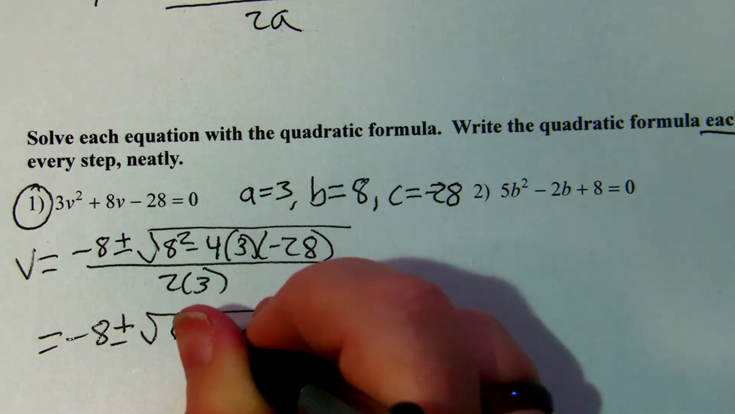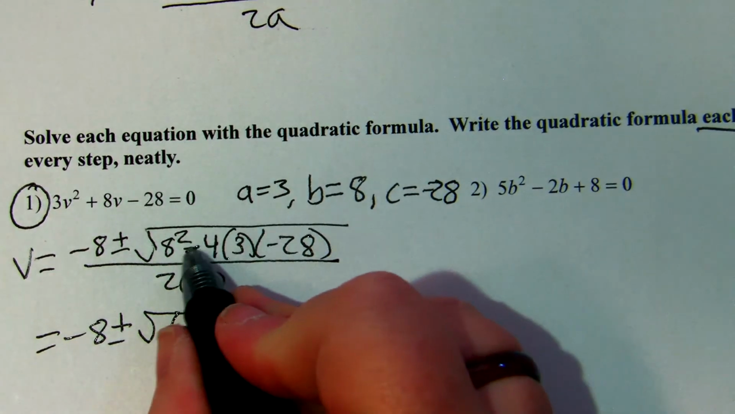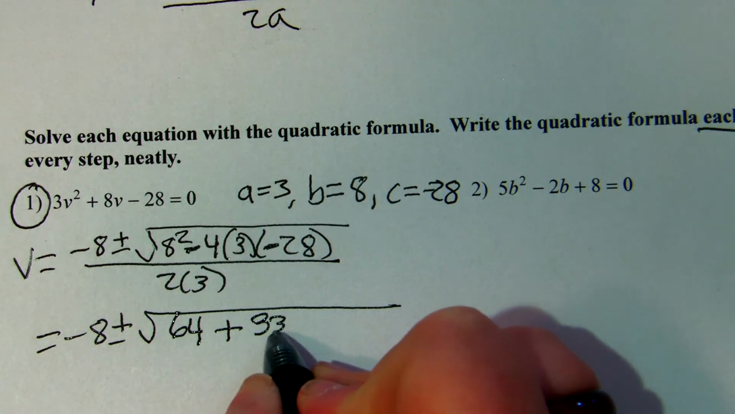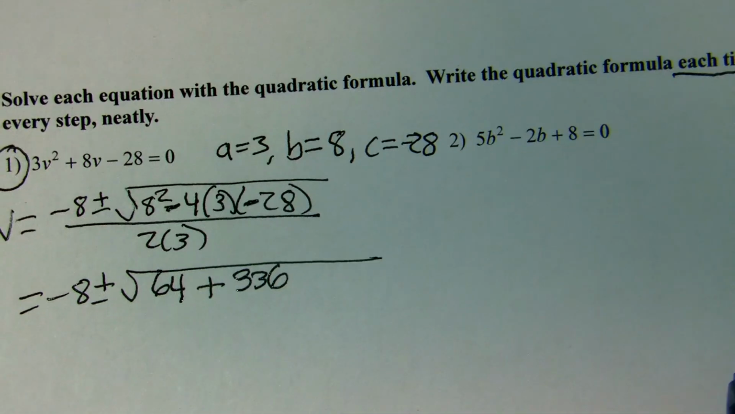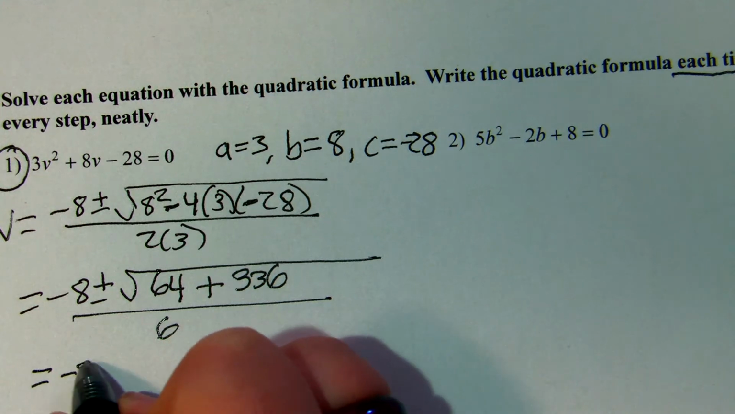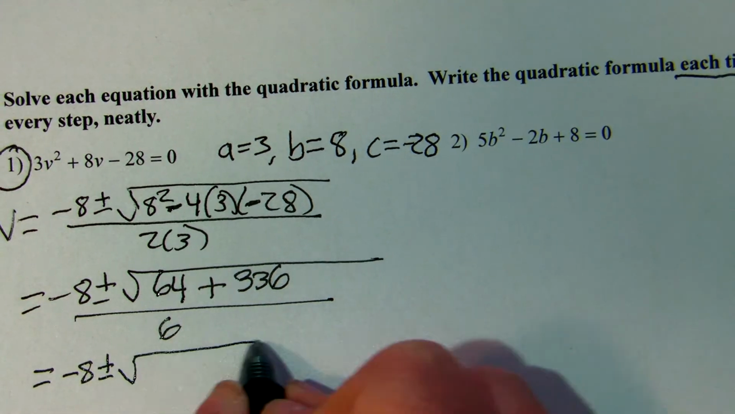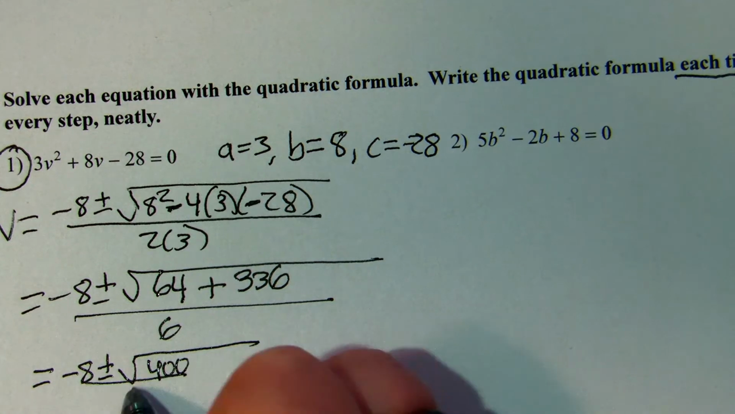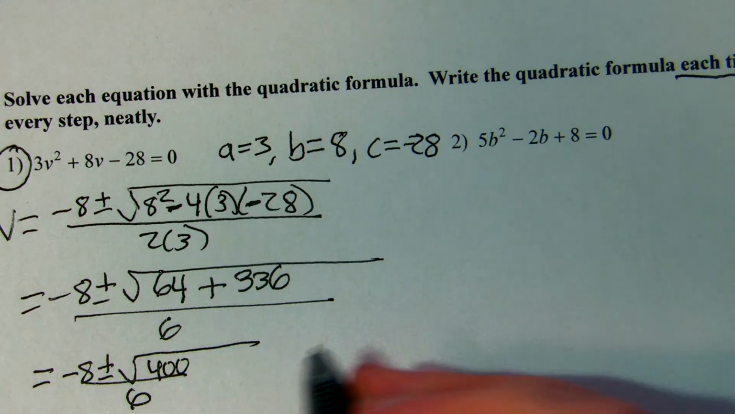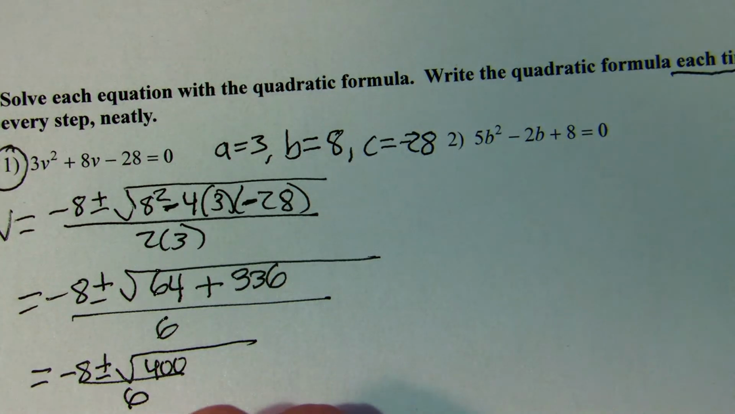64 plus, negative times negative is positive. I used a calculator and got 336 over 6. Negative 8 plus or minus, when you add them you get 400 over 6. What's the square root of 4? 2. What's the square root of 100? 10. What's the square root of 400? 20.